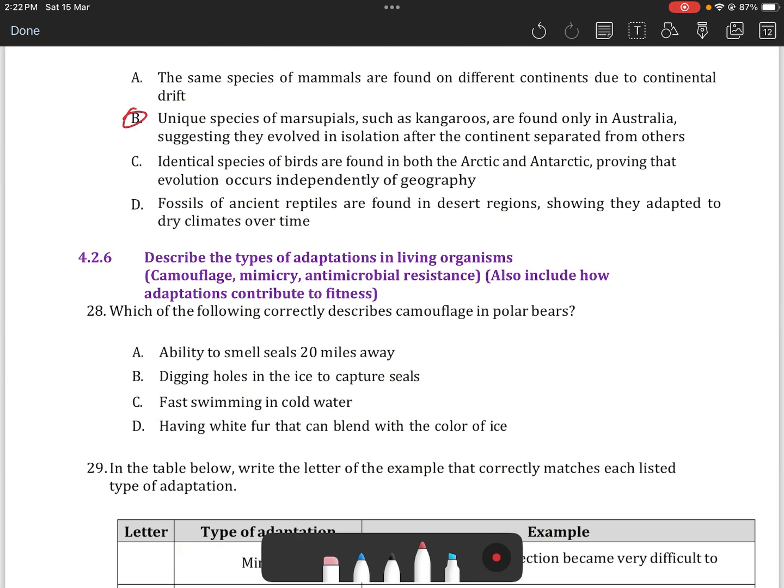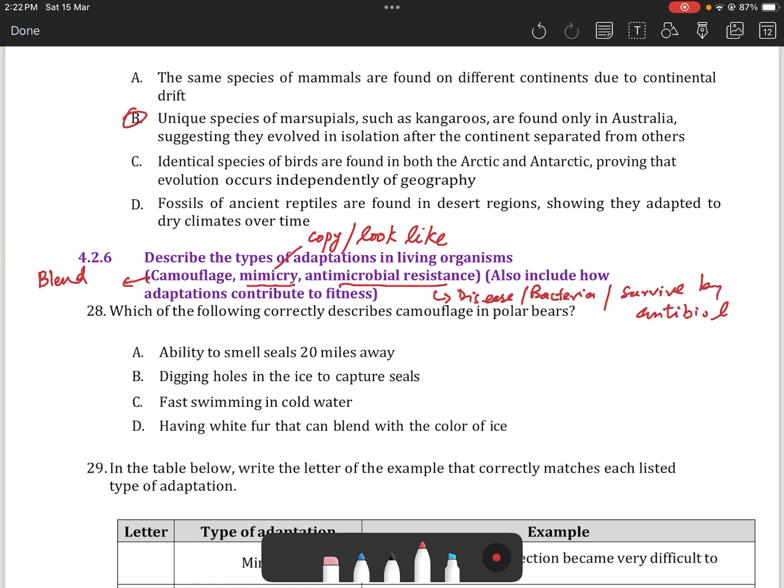Describe the types of the adaptations in living organisms. Okay, here also you need to learn the keywords, and these keywords are very, very important to understand. For example, if you are talking about camouflage, you need to look for a word that means blend. It blends with the background. When you are talking about mimicry, you need to look for copy. Either copy is the keyword, or you can look for look like or look alike. Antimicrobial resistance means you will have something related to disease, something related to bacteria, or maybe they say survive by antibiotic.